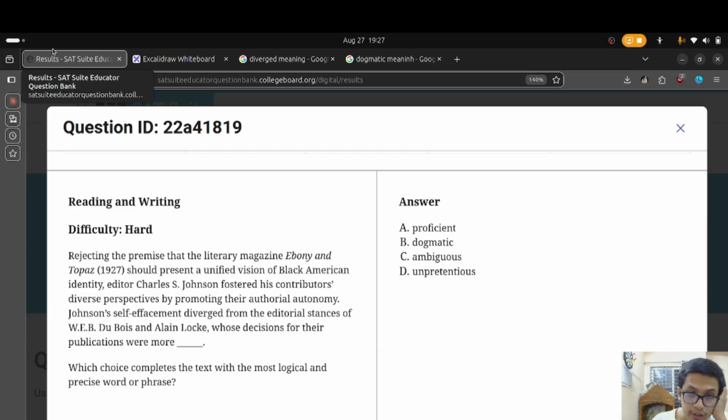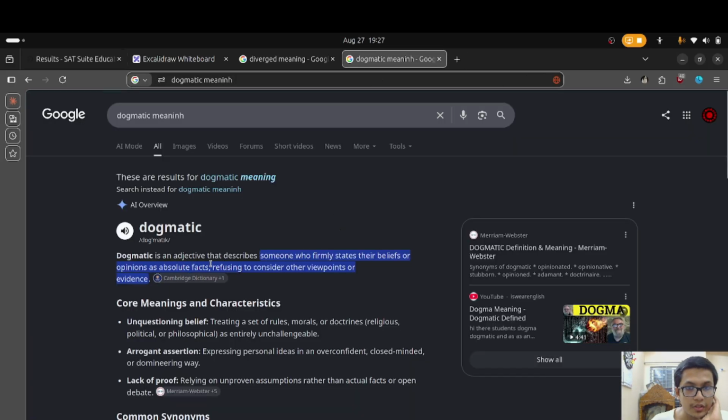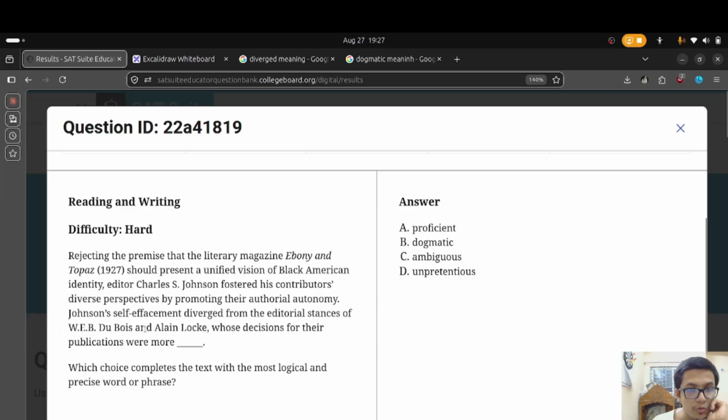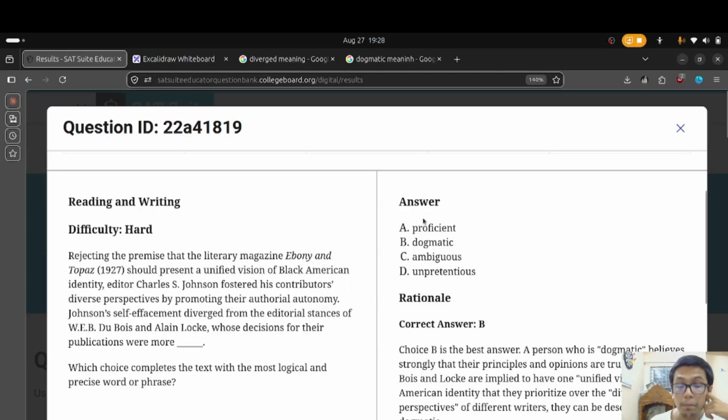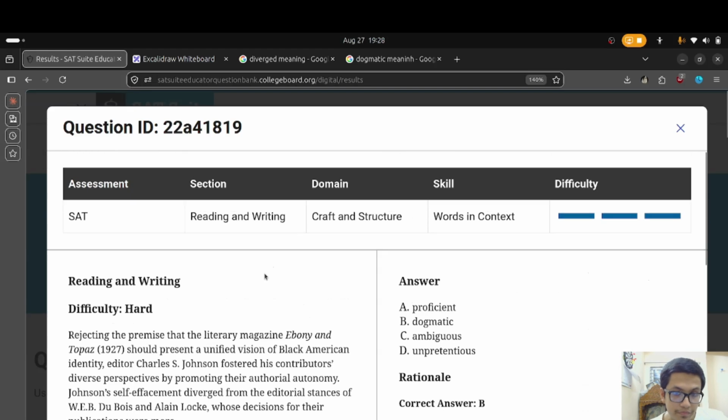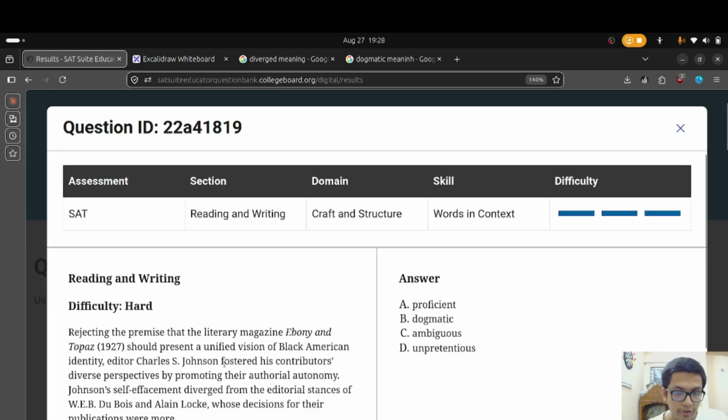So why do you think of dogmatic? Because as they say, it diverged, it moved apart. So here dogmatic means beliefs or opinions as absolute fact, refusing to consider other viewpoints. So see, Du Bois and Alain Locke diverged from it, which shows that they are kind of dogmatic because they want to focus on their own beliefs. So I'll think of it as the answer. B, dogmatic. So yeah, the answer is dogmatic. Here's your answer. So let's go for another question.